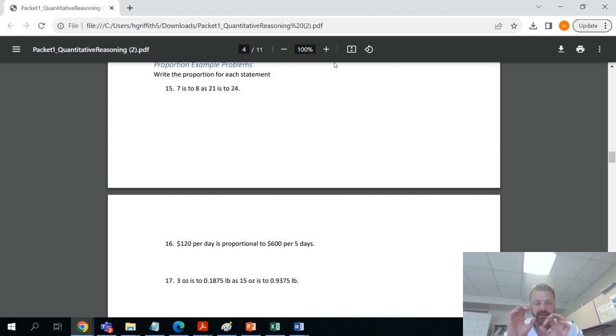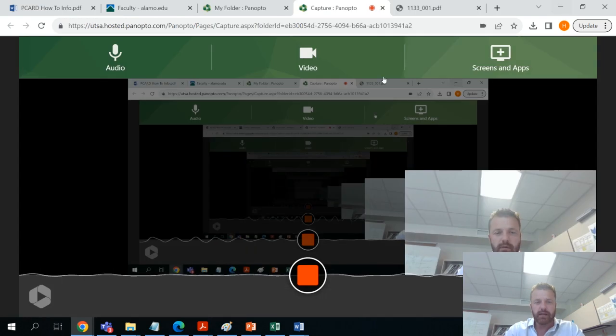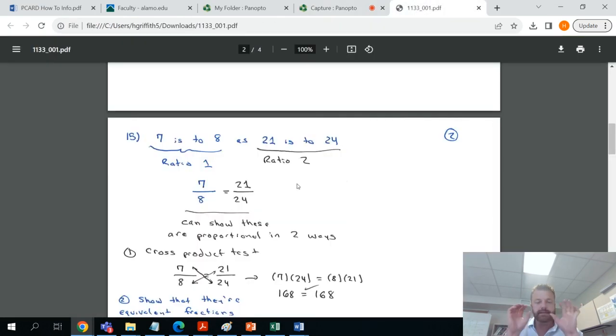Since a proportion is just the equality of two ratios, basically what we're trying to do is identify what the two ratios are in the problem. If you look at problem 15 here, 7 is to 8. If all that was written there was 7 to 8, we would know that was a ratio, as 21 is to 24. If we just looked at the 21 is to 24 part, we would know that is a ratio. So what we're really trying to do here is identify what the two ratios are and write them as ratios.